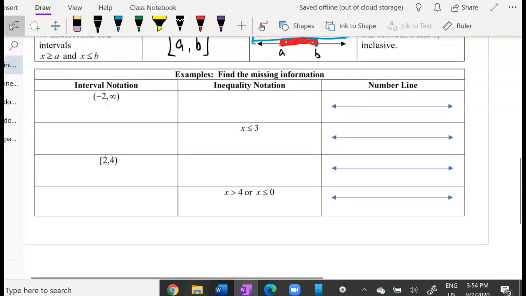Okay, a couple of examples. I'm going to suggest that you pause the video and see if you can work these out. You're given either interval notation or inequality notation, and you just have to give the other and also put these on the number line.